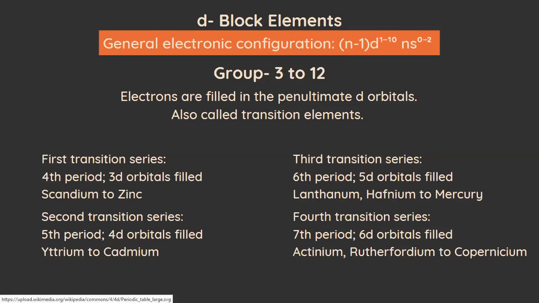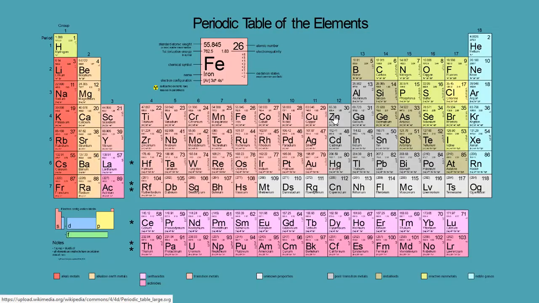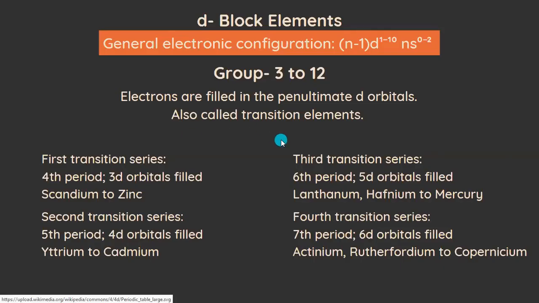transition series. Now they are also called transition elements because they are in between the s and the p block. Essentially, they form a transition between the metallic character to the non-metallic character. And since they're present in between these two blocks, they're called the transition elements. And the penultimate orbital, d orbital, is getting filled. That's why you write n-1 d.